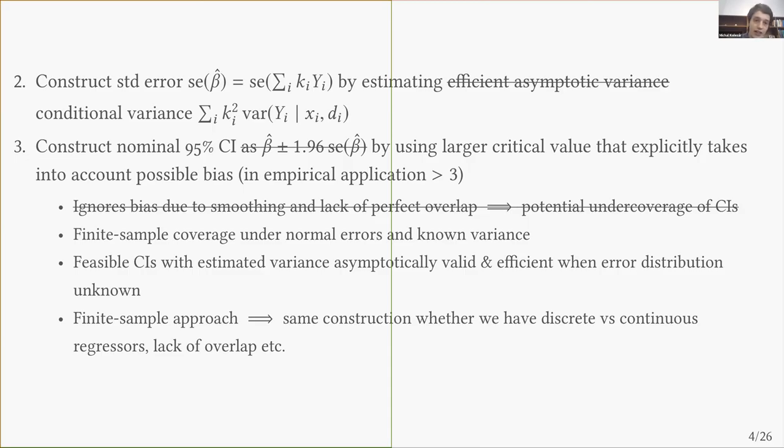The nice thing about this finite sample approach is that we're going to avoid some issues that arise in the standard theory. For instance, our construction is going to be the same whether or not we have a lack of overlap. If we have lack of overlap, then it's going to be reflected through the larger critical value because lack of overlap leads to bias, but we're taking that into account explicitly. But we don't have to change our estimator or change anything in our construction.